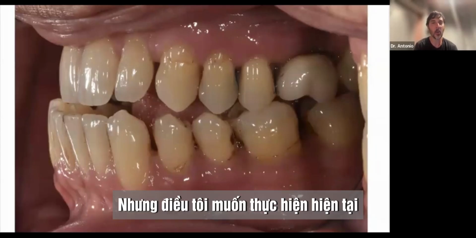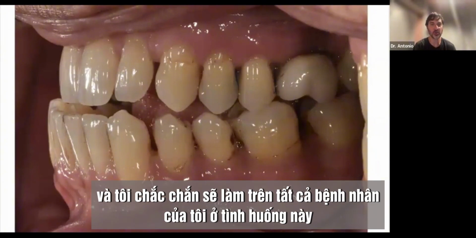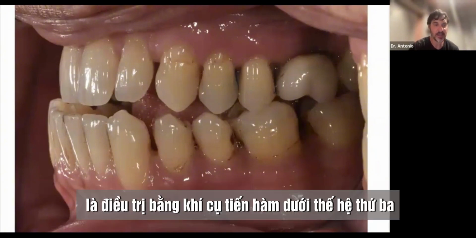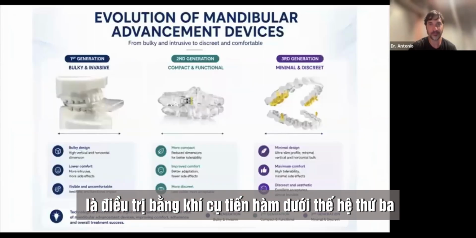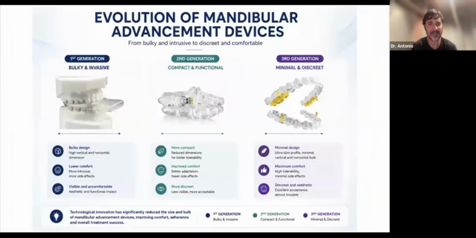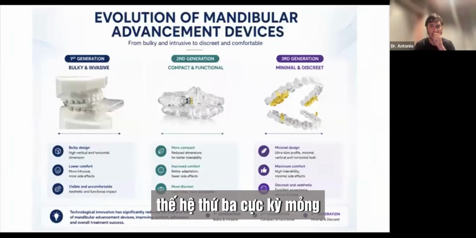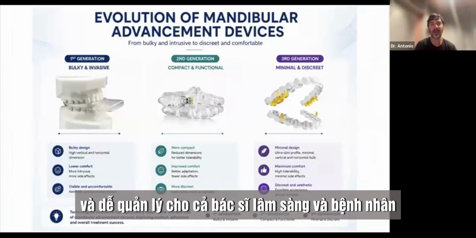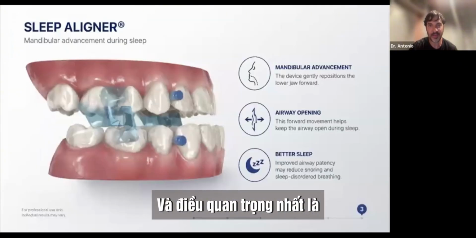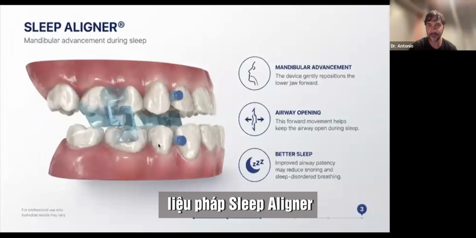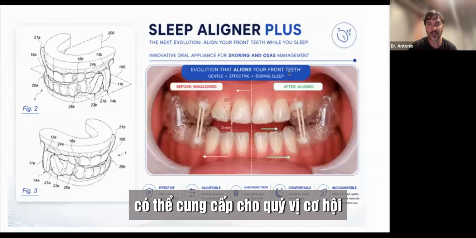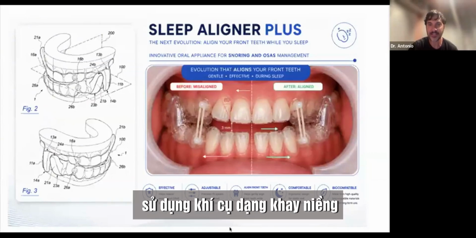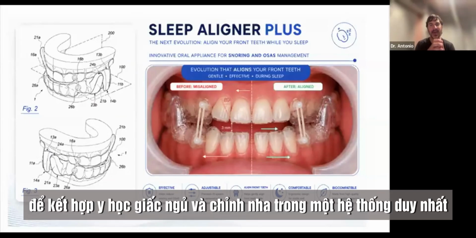But what I would like to do now, and I will surely do in all of my patients in this situation, is to treat him with the third generation of mandibular advancement device. Because the third generation MADs are incredibly thin, extremely comfortable, and easy to manage for both the clinician and the patient. And the most important thing is that the sleep aligner treatment gives you the opportunity, using the Plus device, also to combine sleep medicine and orthodontics in a single system.